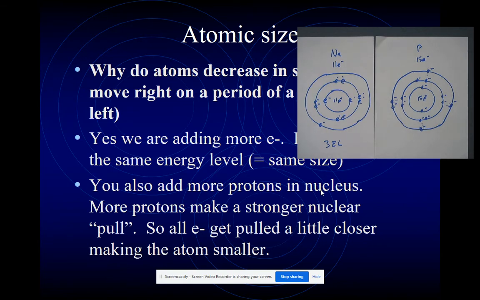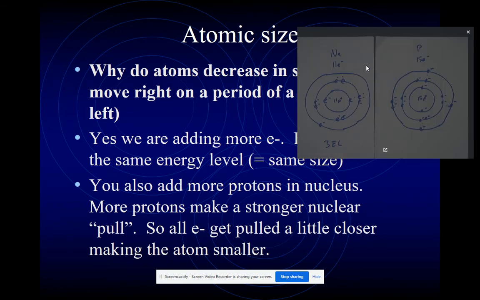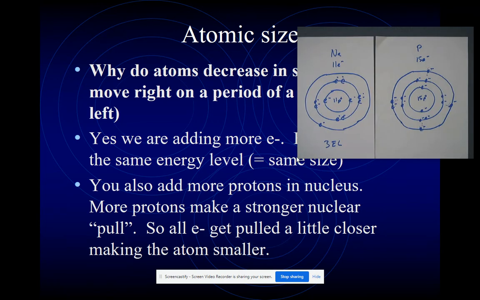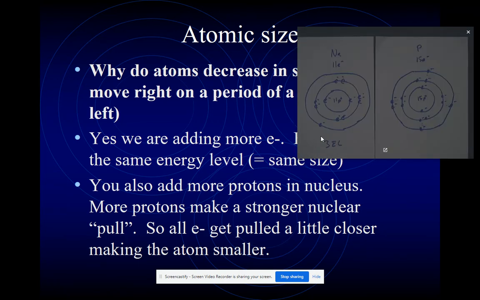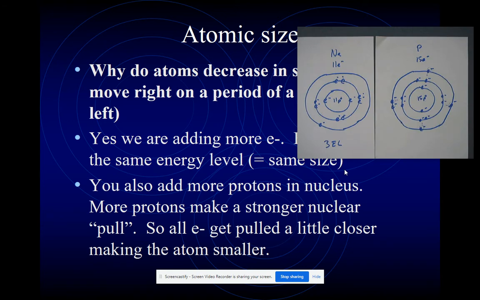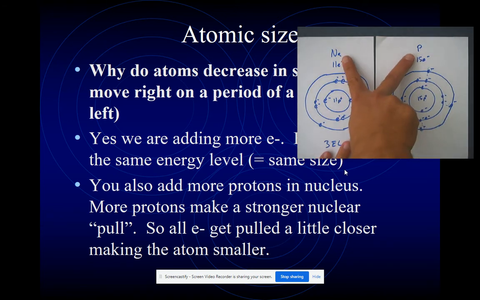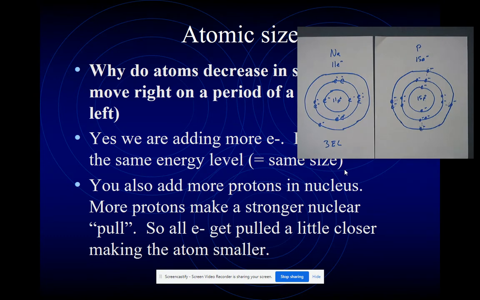Pretty hard to understand, but we have 2 different slides, 2 different sets of notes here for explaining why. So if I was going to ask which one is bigger, sodium or phosphorus, and why, I have to use this slide to give the explanation.